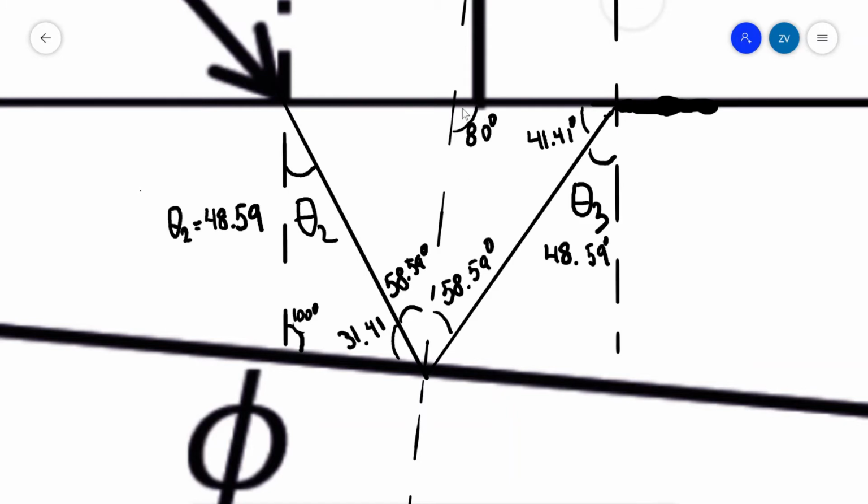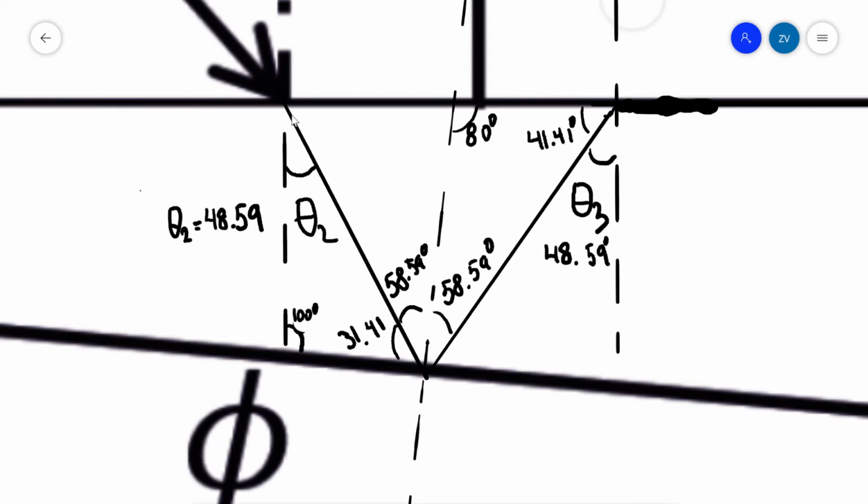This means that these angles have to add up to 180 in the following triangle, meaning that the angle here will be 58.59 degrees. With the law of reflection, the angle to this normal will also be 58.59 degrees. Of course, because this is a normal to the lower surface, the following angle here will be equal to 31.41.